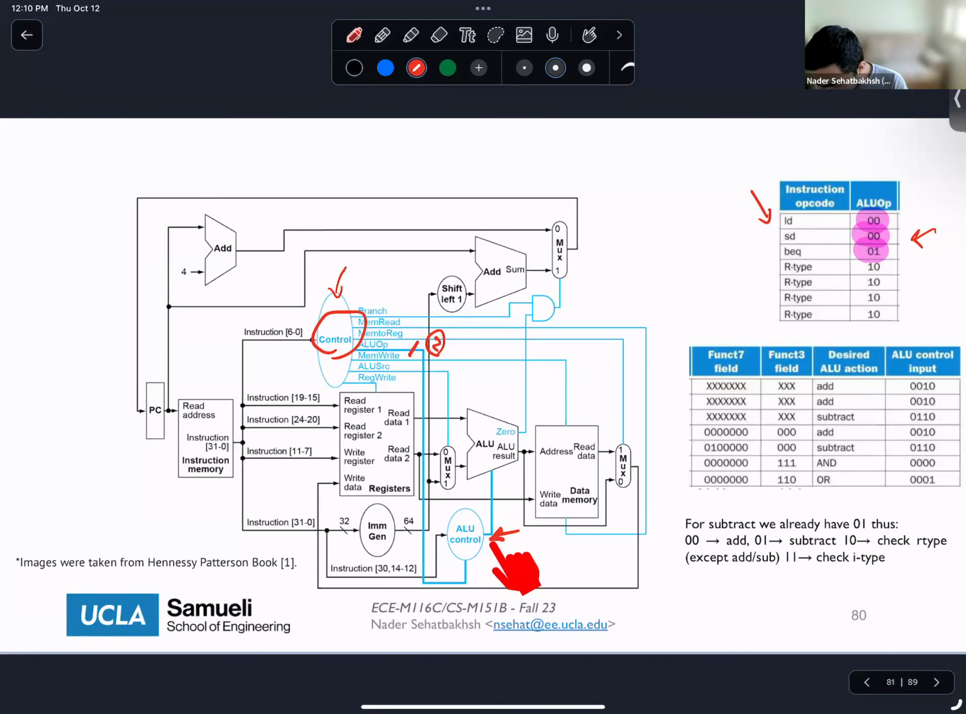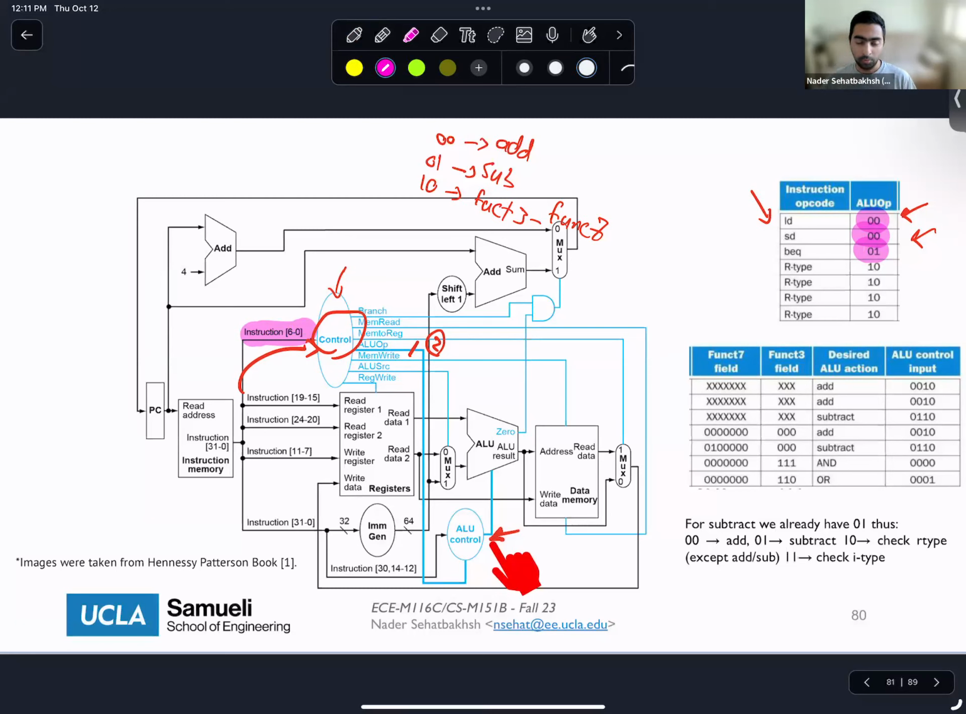What does this mean? 0, 0 always means add. 0, 1 means sub. And 1, 0 means go and check func3 and func7, okay? So we're dividing the checking of the opcode from the checking of the func3 and func7. Why do we do that? Because that makes our control decoding much simpler. If you see here, we only use the first 7 bits of the instruction. That is the opcode of the instruction.